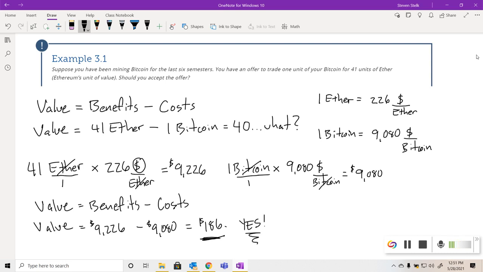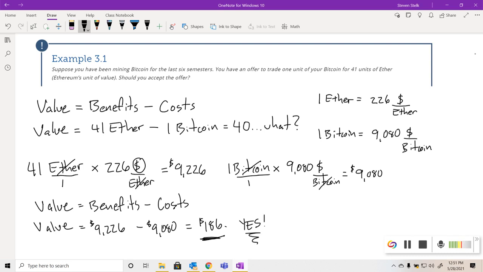Now, there's an important point to this that is maybe less obvious here, but it's a lot more obvious when we're talking about other commodities. And that's that even if you have no interest in ether at all, you don't have any use for it, you're going to get rid of it right away, or at least not do anything with it, that doesn't impact the value of the trade, right?